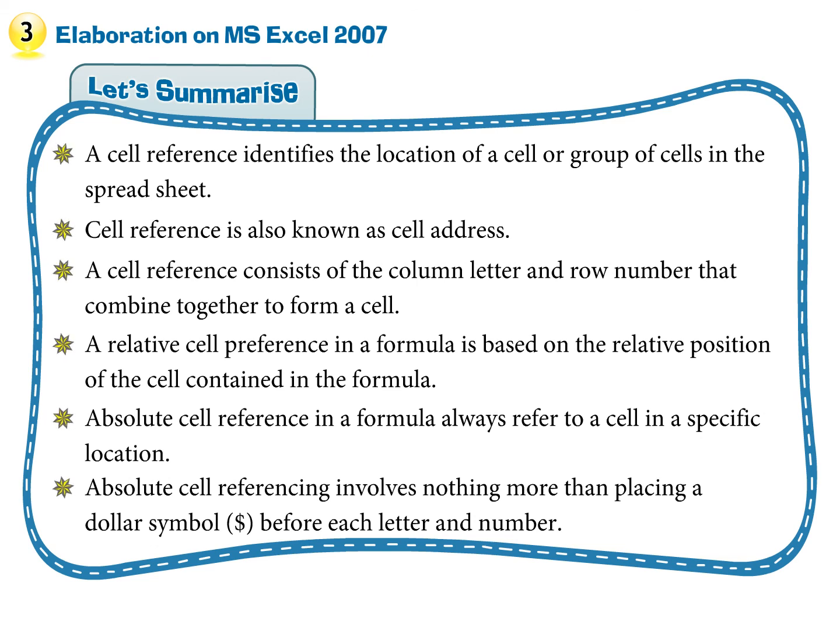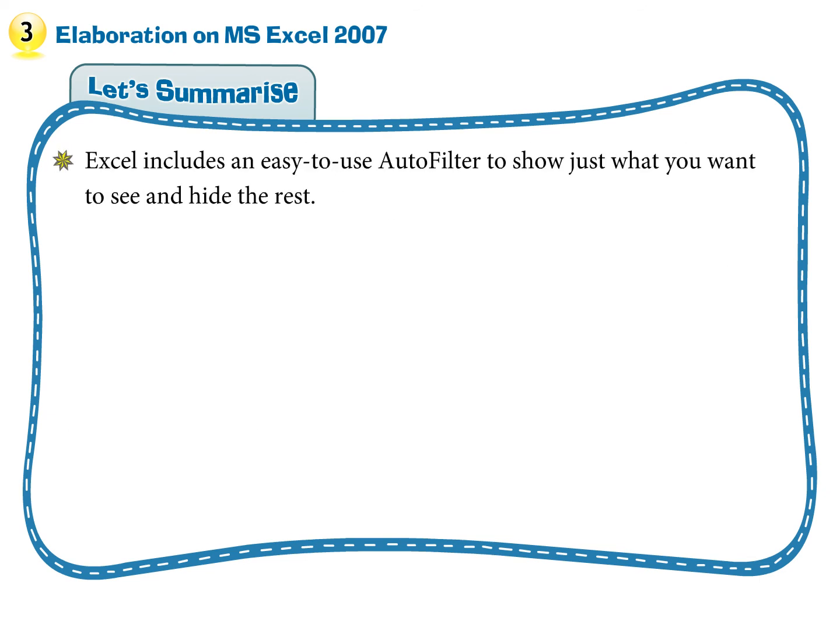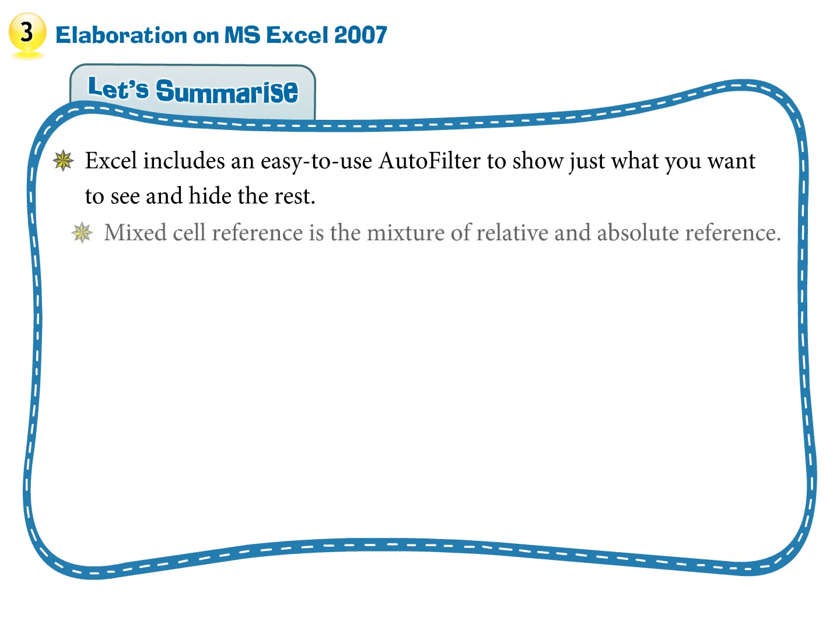Absolute cell referencing involves nothing more than placing a dollar symbol before each letter and number. Excel includes an easy-to-use AutoFilter to show just what you want to see and hide the rest. Mixed cell reference is the mixture of relative and absolute reference.